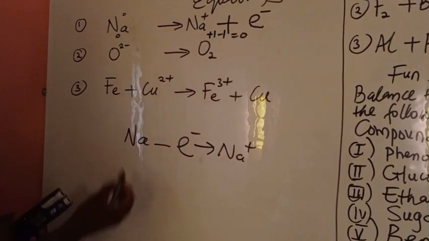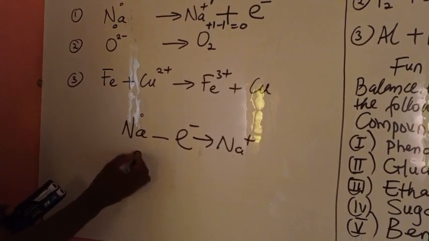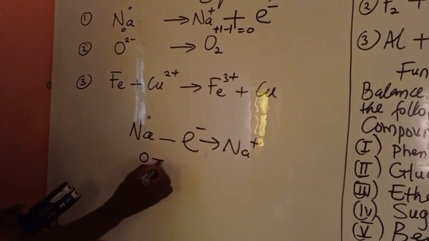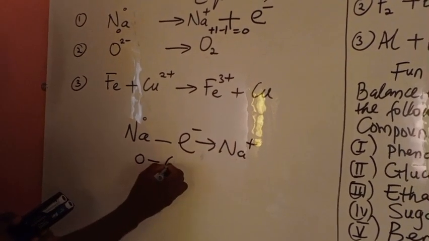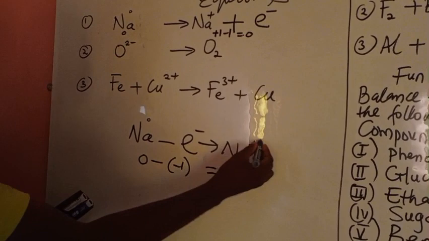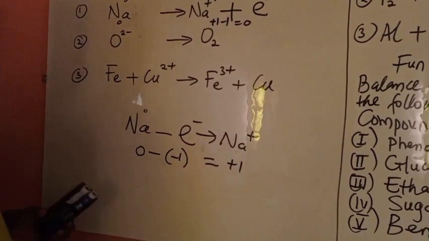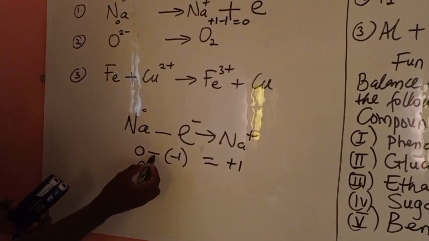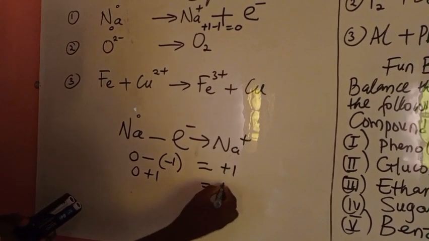Now let's see whether the charges are balanced. This is 0, like I told you the other time. What is this? This electron carries -1, that is in bracket -1. Then here, what do you have? This is +1. There's a 1 here that is invisible, +1. So 0 minus 1 minus 1, that is... +1 equals 1.